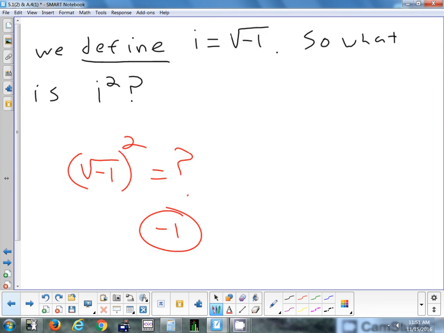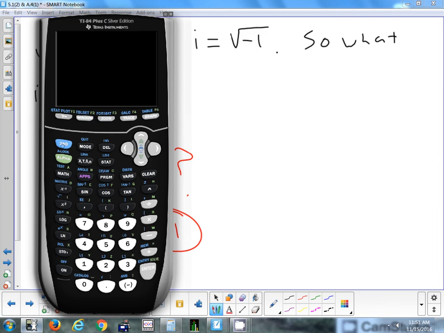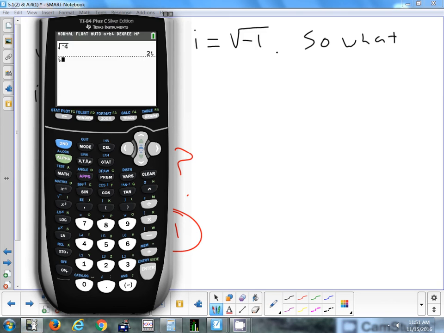Okay, and that's important because when we get into multiplication tomorrow, i squared is going to come up a lot. So what we just saw is anytime you have i squared, it's equal to this number. You can double check on your calculator if you have one like this. So anytime you see i squared, we're going to change it to a negative 1. Okay, and we'll pick up with that tomorrow.